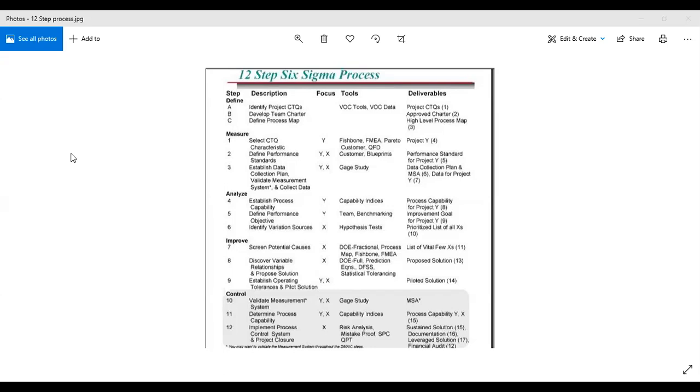Basically we're going to do measure today, the third step of measure. The first two we've already covered. We looked at the data collection plan as well, and how we keep the people who are helping you collect the data. We went through that, and we will get into the MSA right now, measurement system analysis.